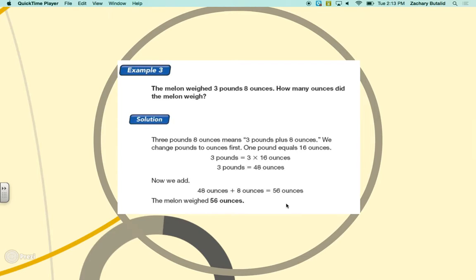Now in example number 3, the melon weighed 3 pounds 8 ounces. How many ounces did the melon weigh? Well, one, we got to figure out how many ounces are in a pound. And there's 16 ounces in a pound. So what I'm going to do is change this to ounces by multiplying it by 16. So 3 times 16 equals 48. Then I'm going to add the other 8 ounces, which equals 56 ounces altogether. So 48 plus 8 equals 56. And we find that the melon weighed 56 ounces.